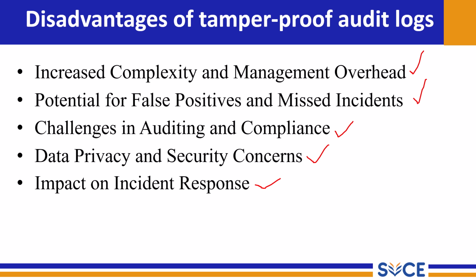And impact on incident response: a delayed response. The complexity of a tamper-proof system and the potential for false positives can slow down incident response, potentially allowing malicious actors to continue their activities for longer. Okay, and reduced agility: overly rigid or complex tamper-proofing systems can make it harder to adapt to changing security threats and vulnerabilities.